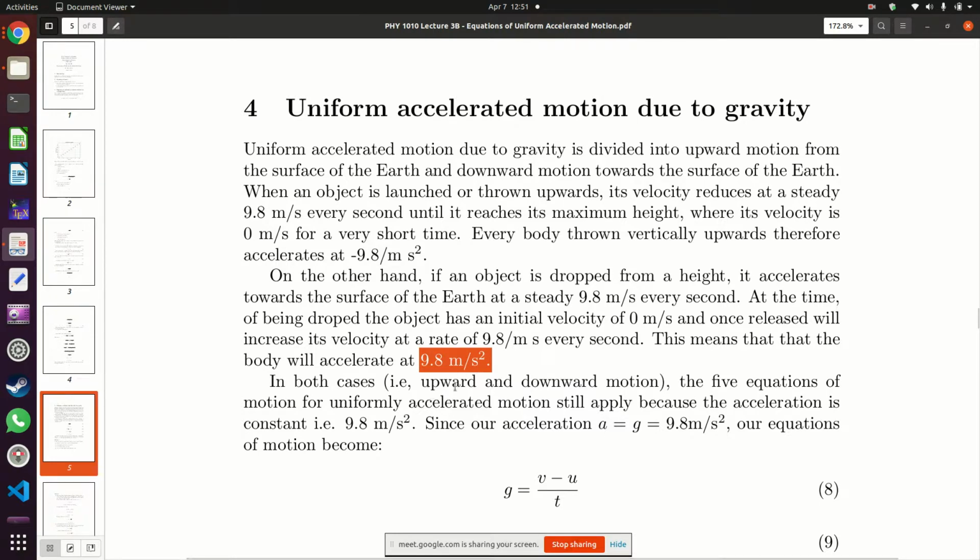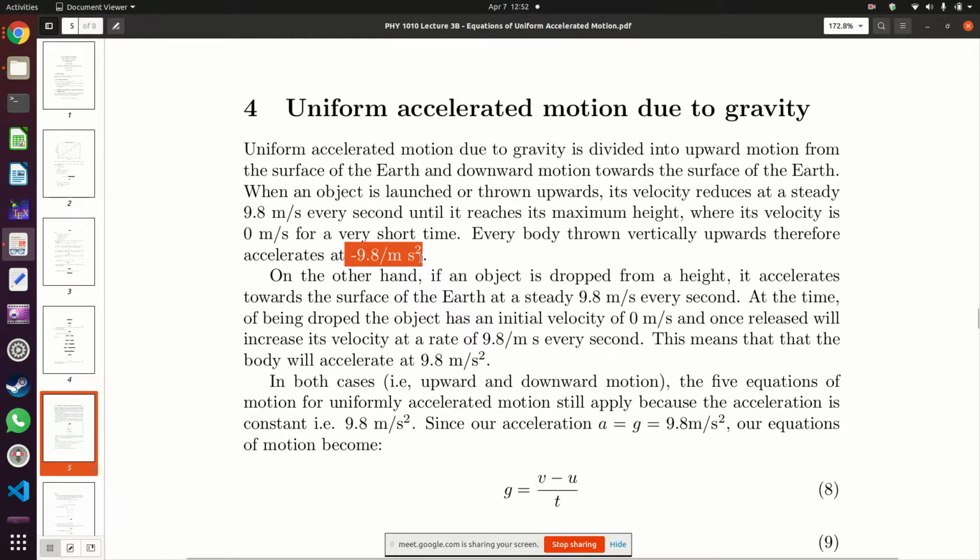If the object is going away from the surface of the Earth, going up, the other thing happens. The velocity will reduce by 9.8 meters per second every second until the velocity becomes 0. When the velocity becomes 0, we conclude that the object has reached its maximum height. Since the object is slowing down, the acceleration of the object is minus 9.8 meters per second.